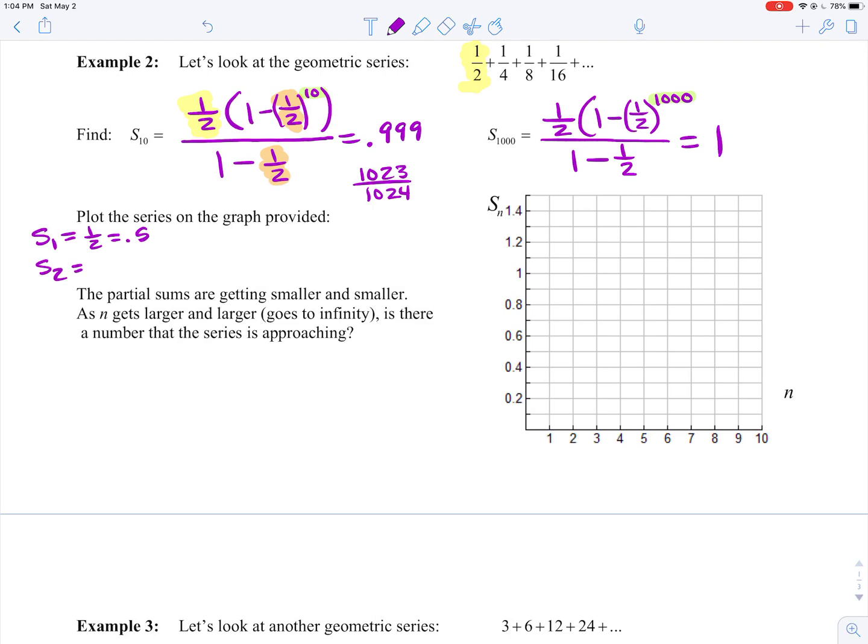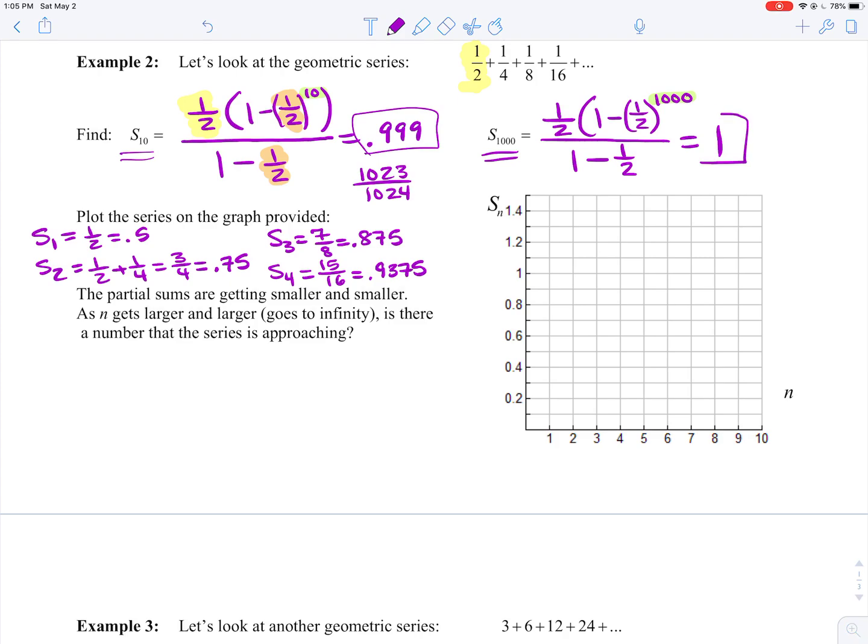The sum of two terms, if we're just looking at the 1/2 plus 1/4, is going to be 1/2 plus 1/4, which would be 3/4, or 0.75. The sum of three terms ends up being 7/8, or 0.875. The sum of four terms ends up being 15/16, which is 0.9375. And then we can see the sum of 10 terms we said was 0.9999. The sum of 1,000 terms is going to be 1.